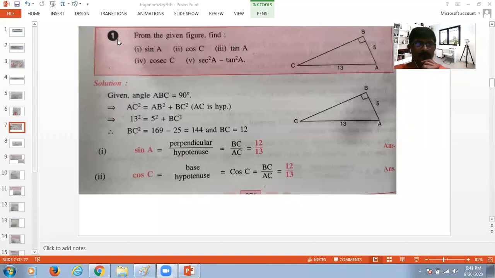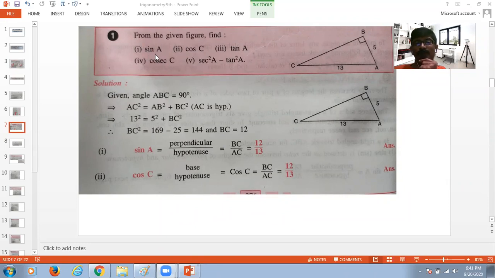So suppose this is sum number 1. From the given figure, find sine A, cos C, tan A, cosec C, sec square A minus tan square A. Someone doing this for the first time will find this sum very difficult. But don't worry student, the sum is very, very simple. Let me show you how exactly it should be done.